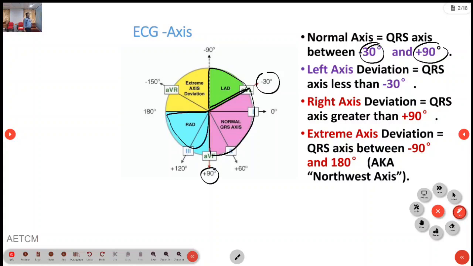Then extreme axis deviation, extreme right or left. Sometimes it is called northwest axis, in between left axis and right axis deviation. That is -90 to +180.